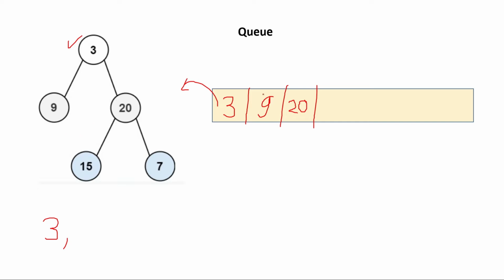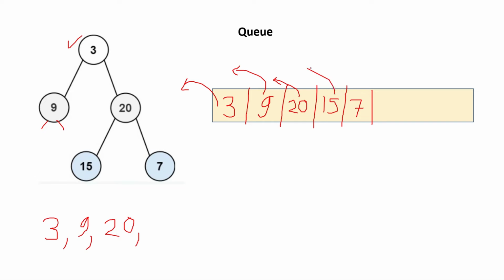In the next step we will pop out 9, and then we will insert the left and right, but in this case there are no left and right for this element, so we will just move next after printing it here. Now next we will pop out 20, and we will add 15 and 7 here. So first the left child, then the right child, and we will print 20 here, and then we will proceed further.